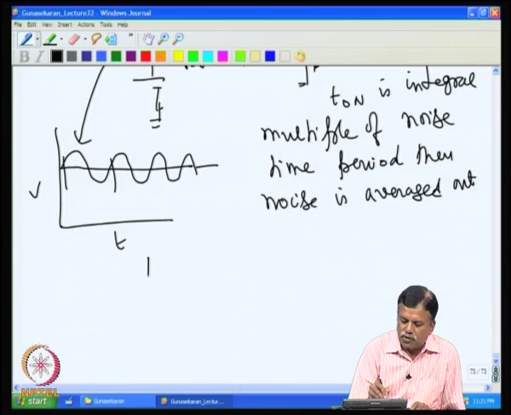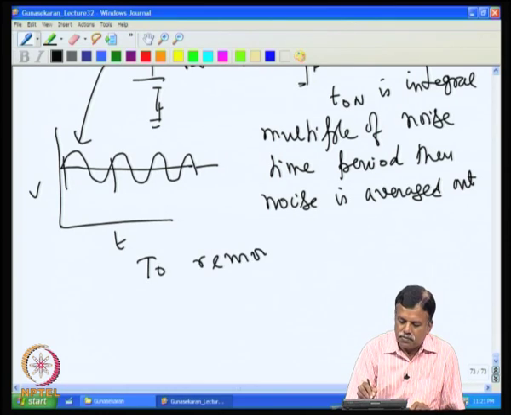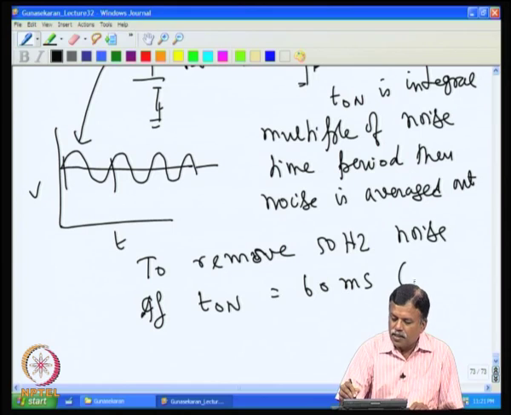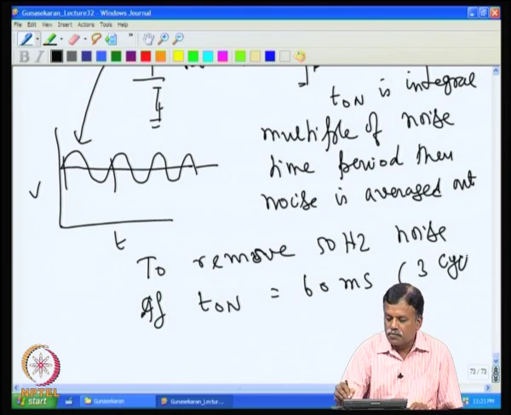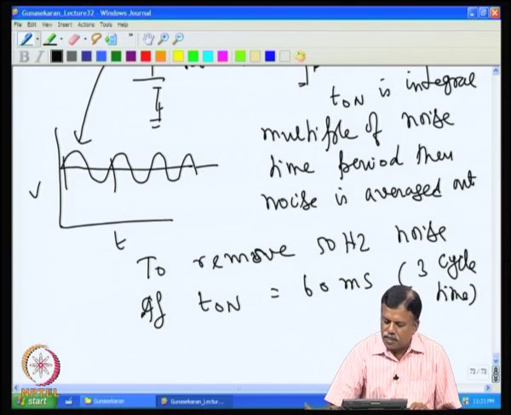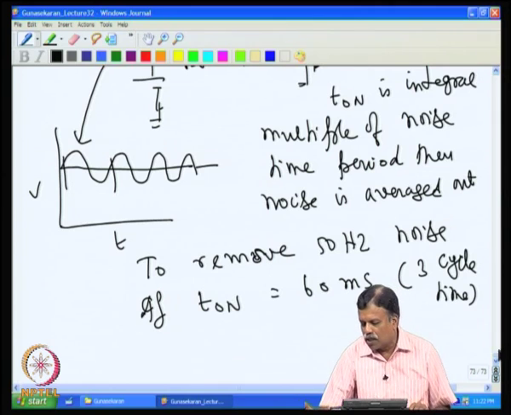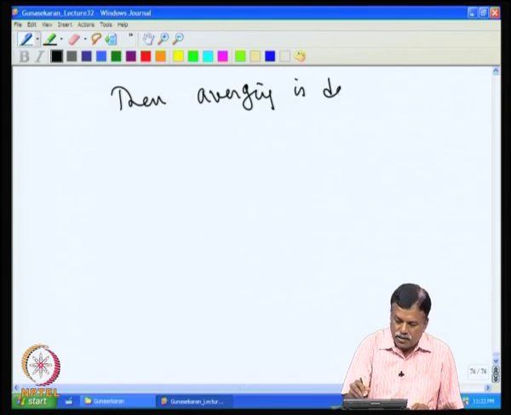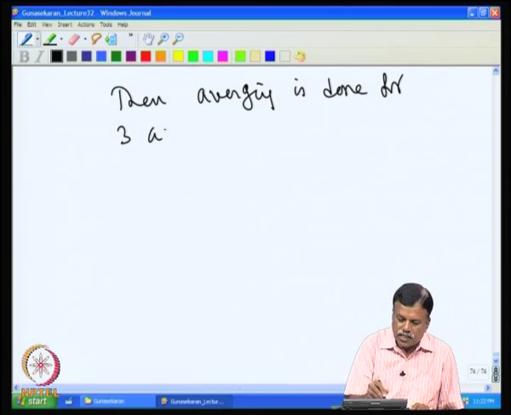For example, if I make T on a few cycles, say to remove 50 hertz noise, if T on is equal to 60 millisecond, that is 3 cycle time, because T on is fixed, so I can fix the time. If I keep the T on as 60 millisecond, then you will get the average of 3 AC cycles. The average current of 3 AC cycles is obtained, so averaging is done for 3 AC cycles.